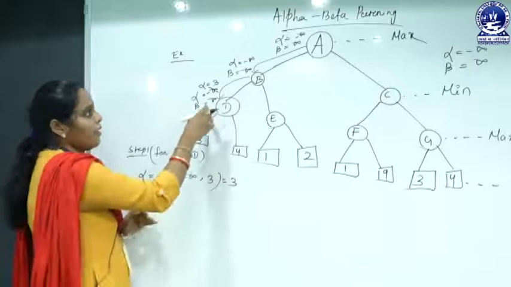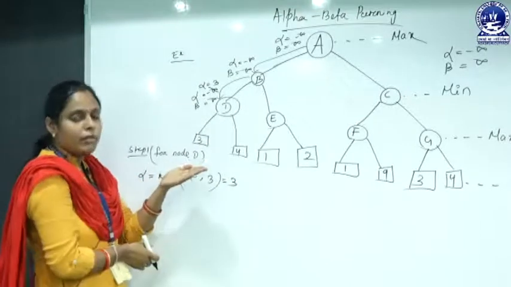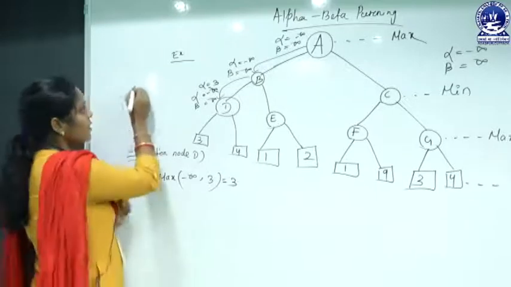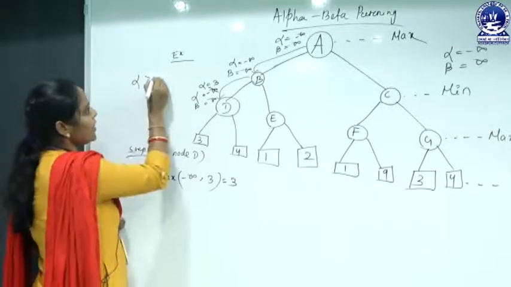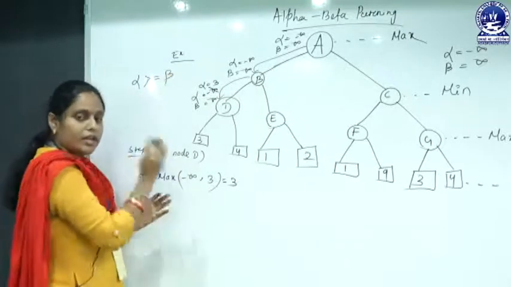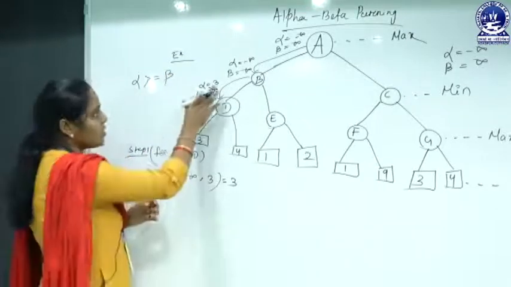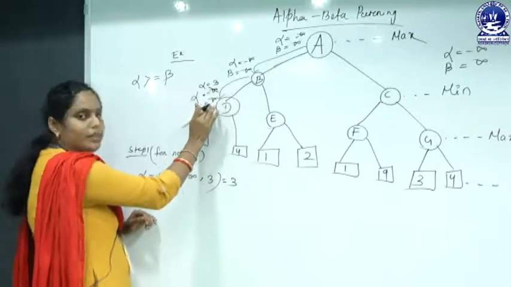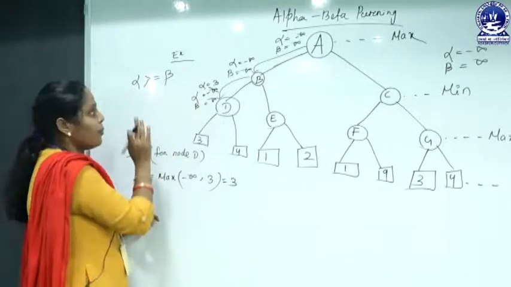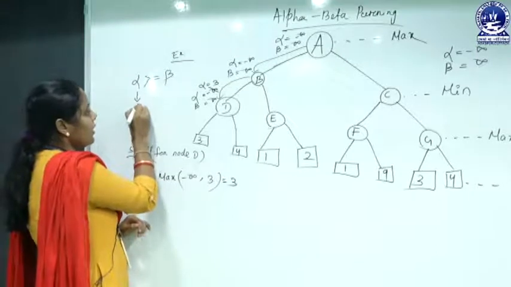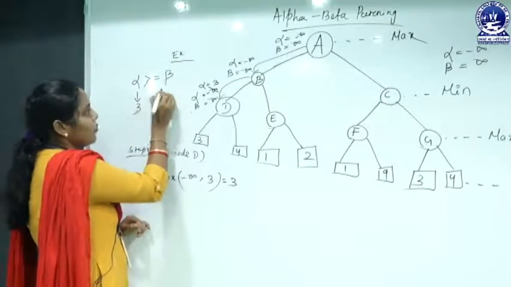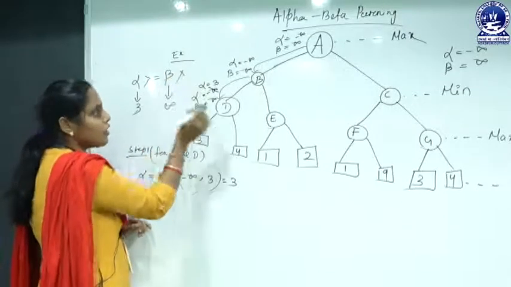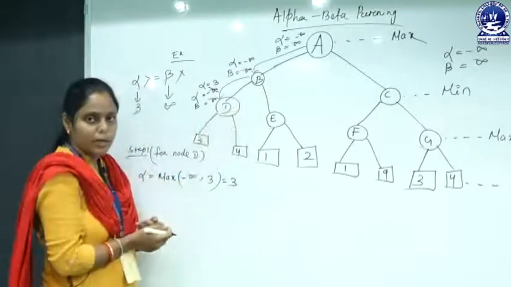Then again, when we update the alpha value, after that we check the condition. What is the condition? The condition is that alpha is greater than or equal to beta. This condition will be checked. Now check this condition. Here alpha is greater than beta does not satisfy, because alpha is 3 and the beta value is infinity. That means this condition does not satisfy for node D.